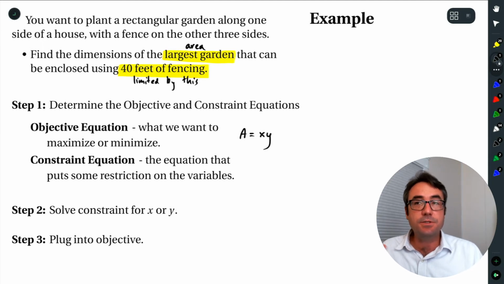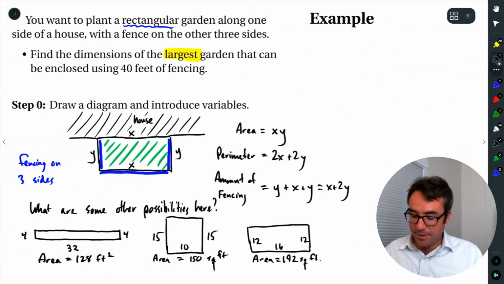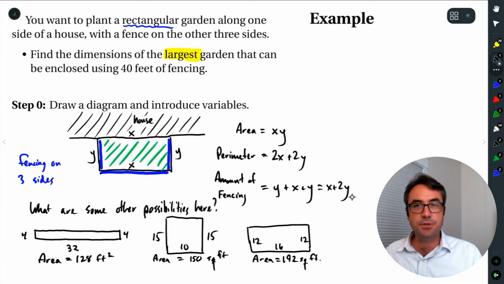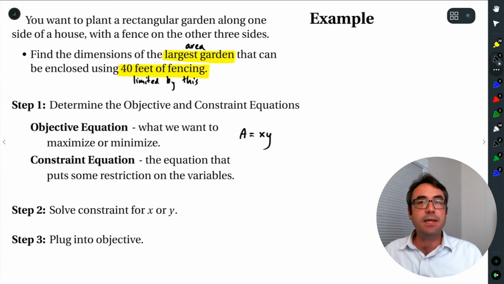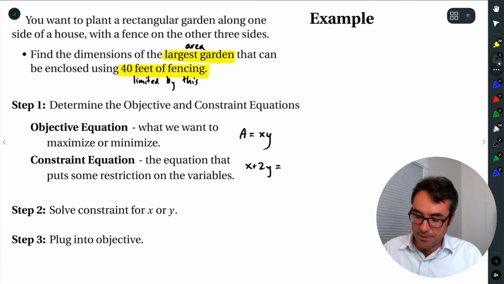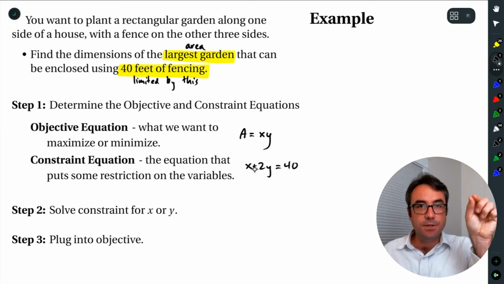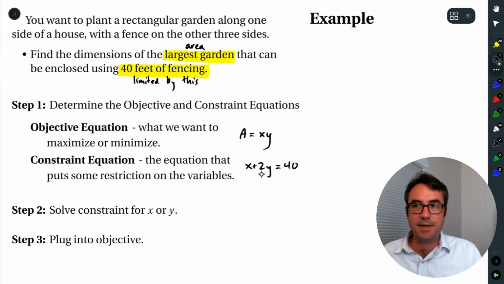And so that's going to be our constraint equation. We said the amount of fencing was x plus 2y. Well, we want that equal to 40. So x plus 2y is going to be equal to 40. This is the amount of fencing we're going to use. So it's kind of like the perimeter of 3 of the sides, and we want that equal to 40. All right, so we have our 2 equations.